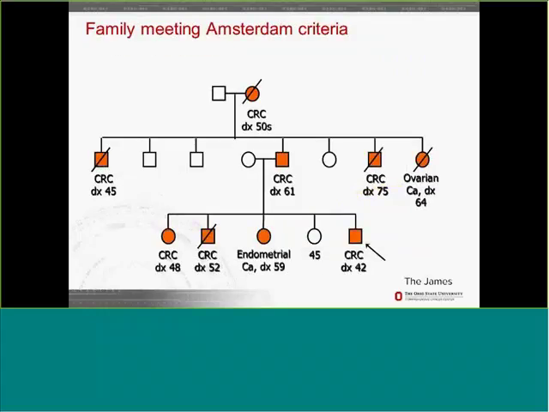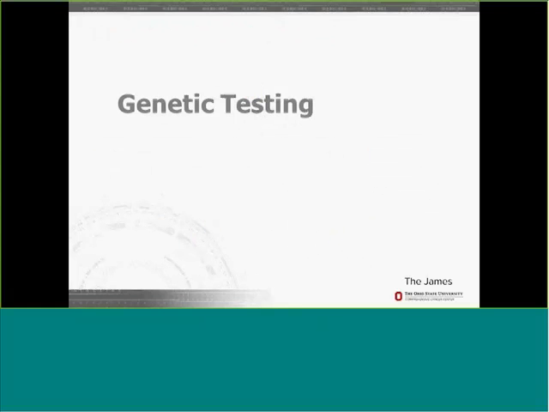Here's a classic Lynch syndrome family. They don't all look like this. If they did, we would not have any trouble identifying them and referring them. But you see multiple generations, some people diagnosed under 50. You can see an ovarian and an endometrial along with a bunch of colon cancers. So if they look like this, they'd be pretty easy to pick up, but they don't always.